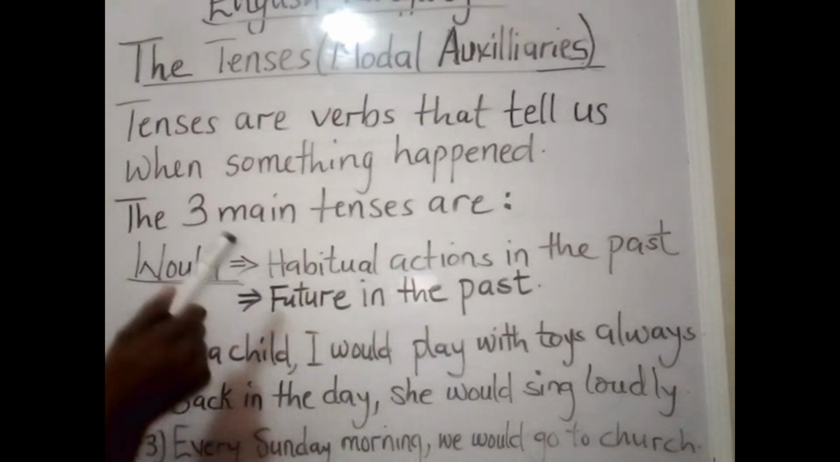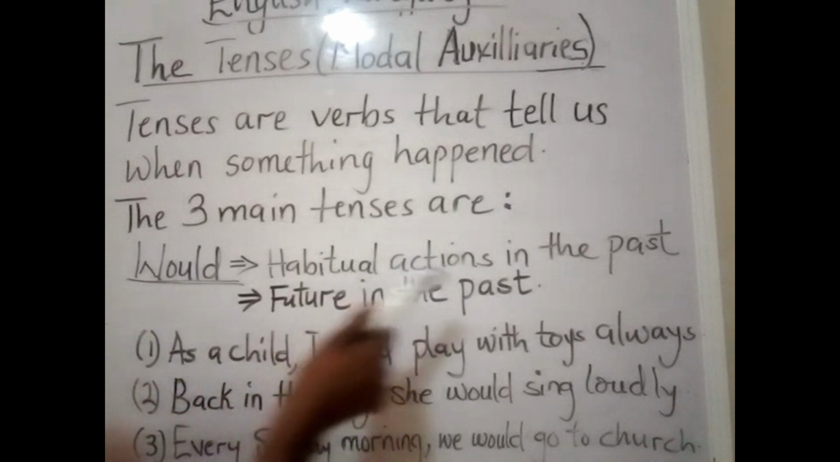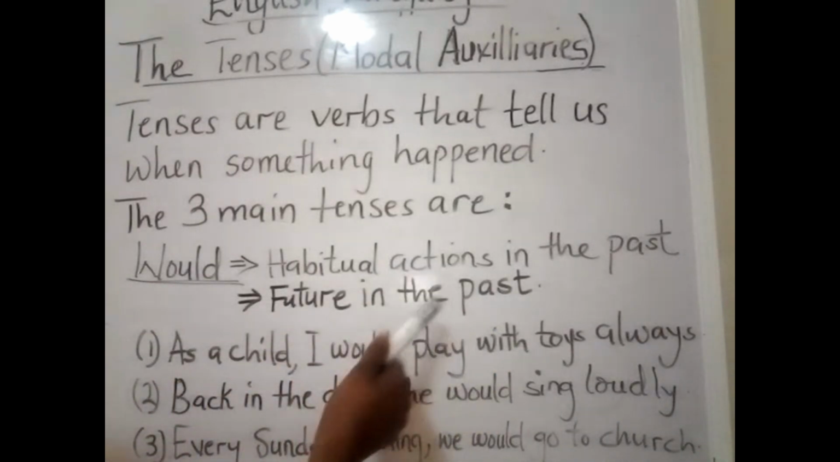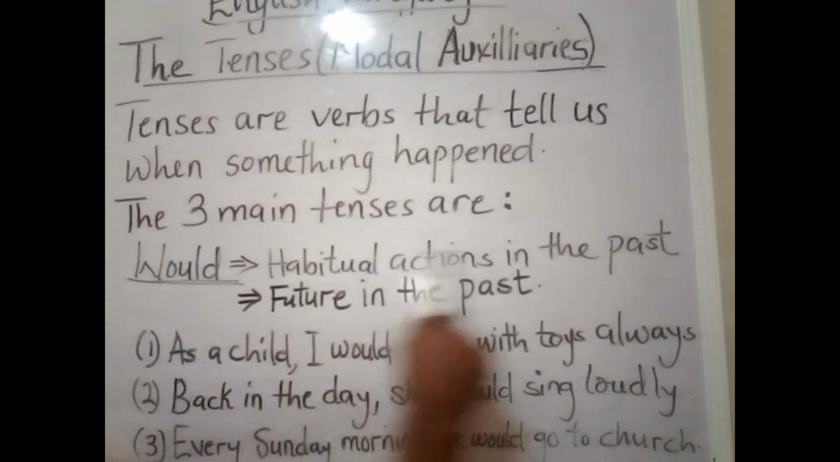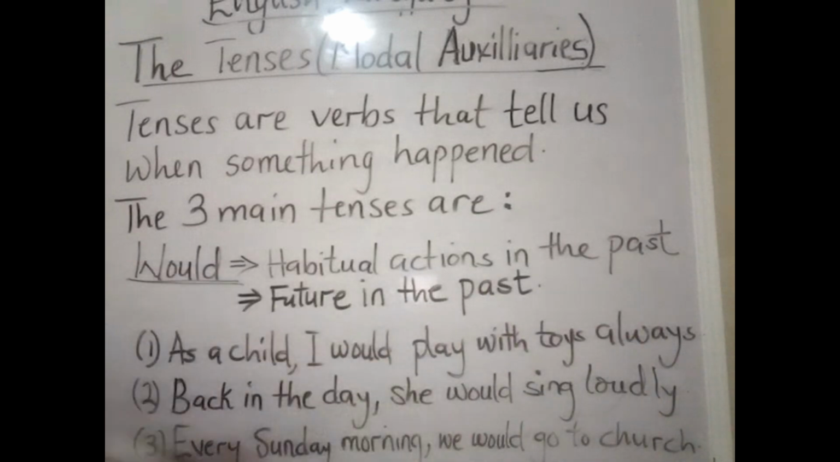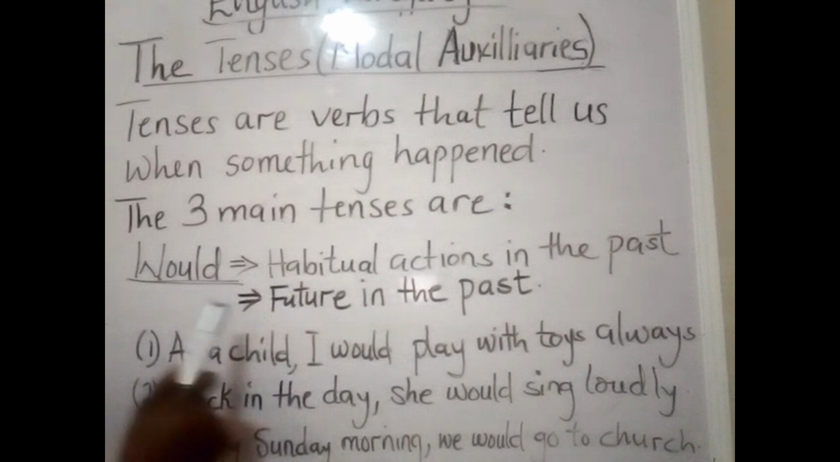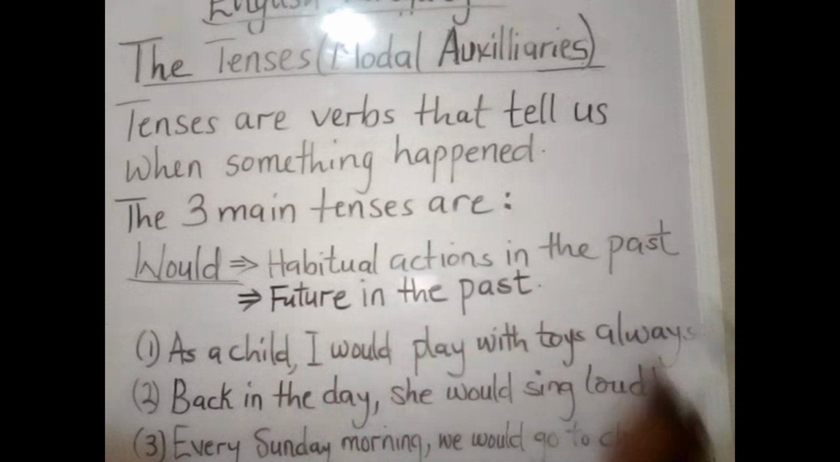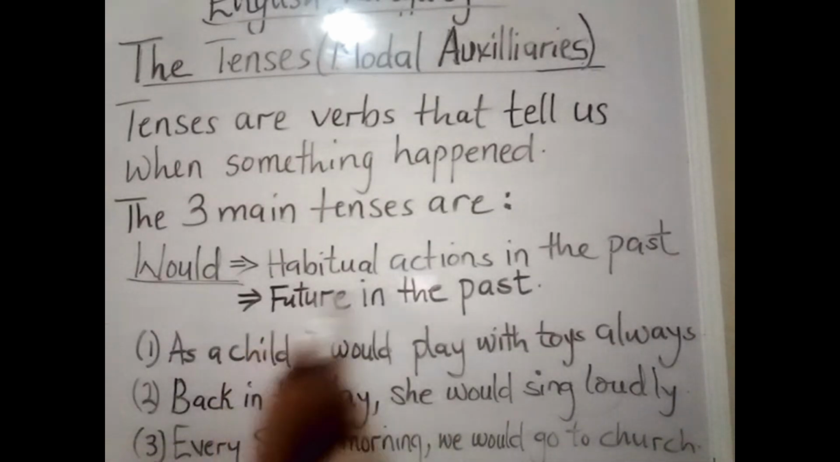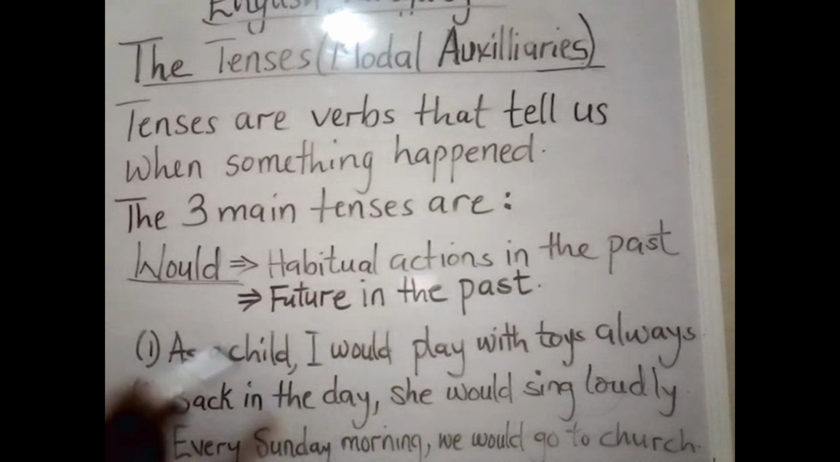Please take note. Would is an auxiliary verb, and it's also used to show the timing of events. The first one here is habitual, when it shows habitual actions in the past, things that were done as a habit, not something done once, but something carried out like a routine in the past. And also it's used to show events that are in the future, but have a bearing on the past. They are future events, but they have a link with the past. That's the one we refer to here as future in the past.